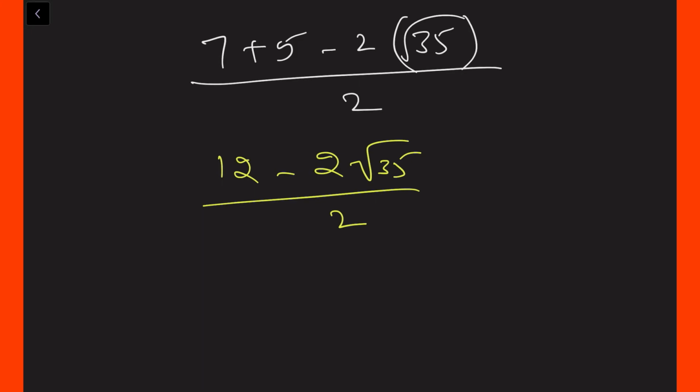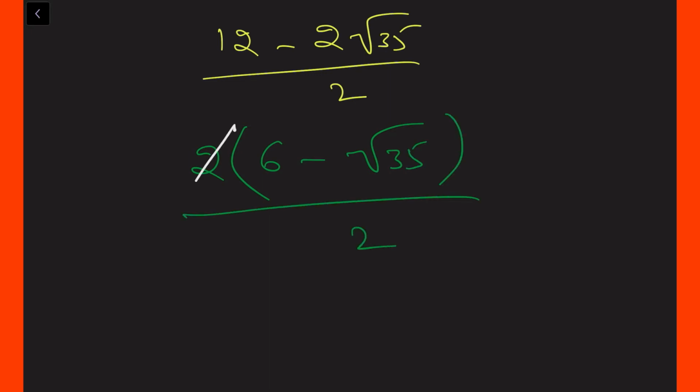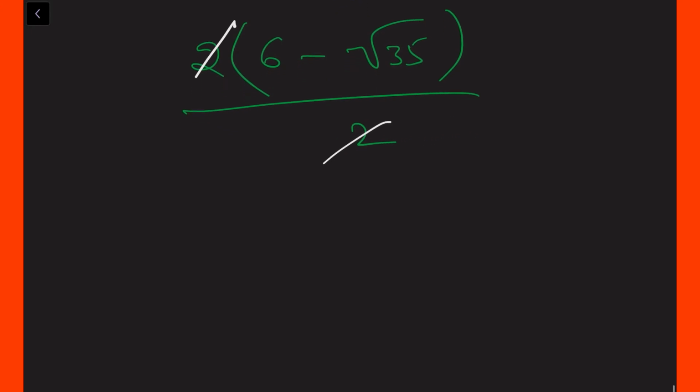So is there any possibility to take something common in the numerator? Yes, of course. From the numerator I am taking 2 common, remains with 6 minus root 35, whole divided by 2. Here 2 will get cancelled, so we remain with the answer 6 minus root 35.